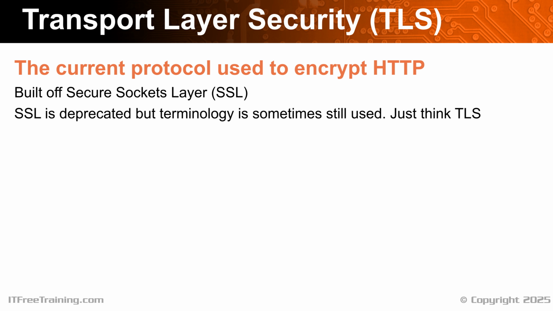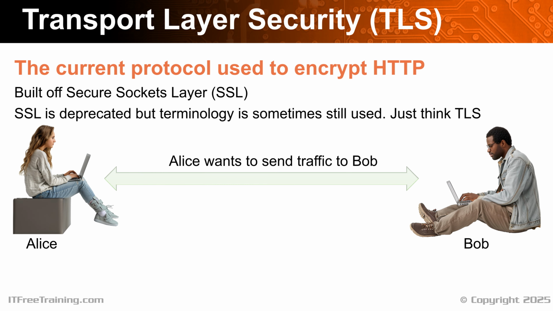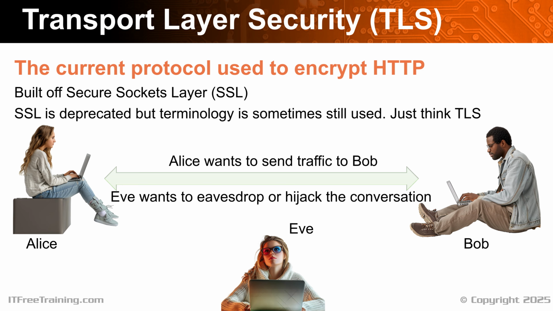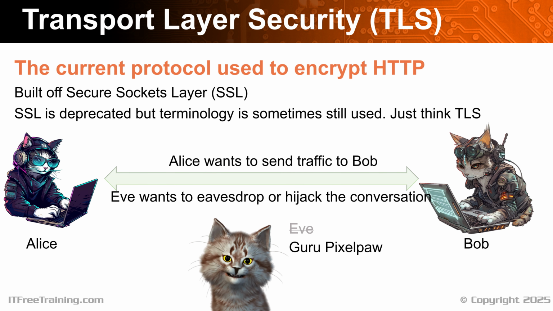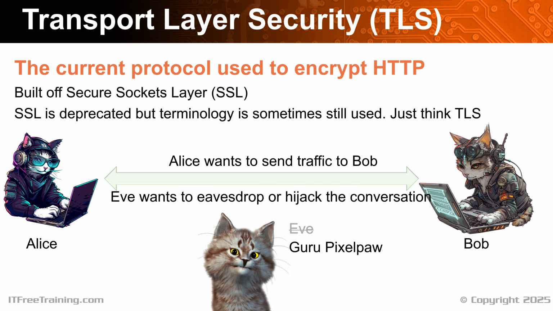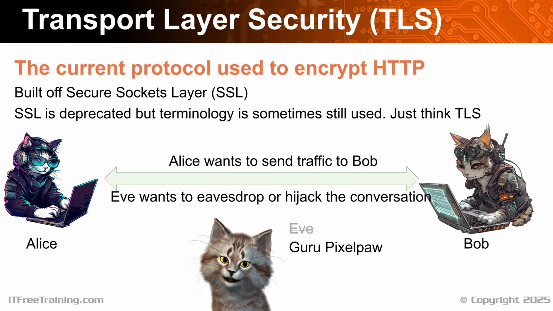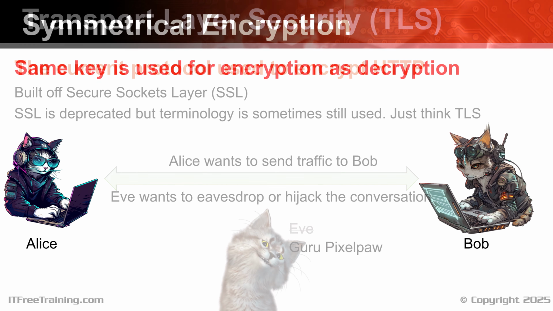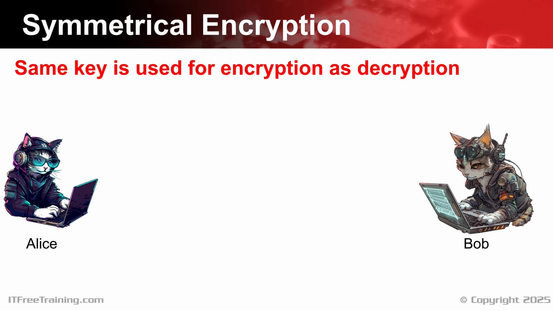To understand the underlying security used in websites, I will use the standard encryption example of Alice, who is attempting to communicate with Bob. Eve wants to either eavesdrop or hijack the conversation. However, since this is an IT-free training video, I will make one minor change. Alice and Bob think they can communicate in peace, but not with me around. For the A+ exam, you don't need to know encryption to this level of detail. However, having a bit of context, I think, will help you understand how TLS keeps network traffic secure.